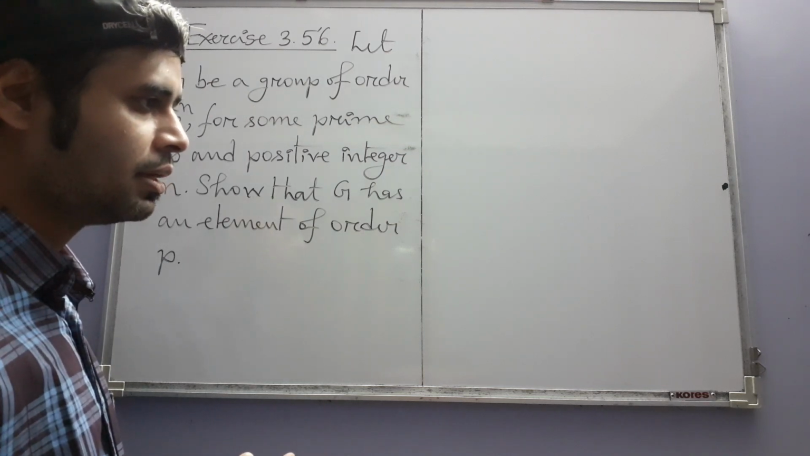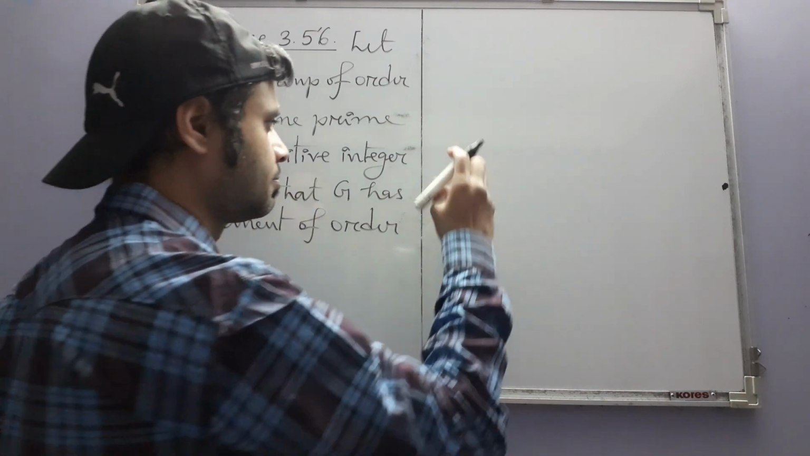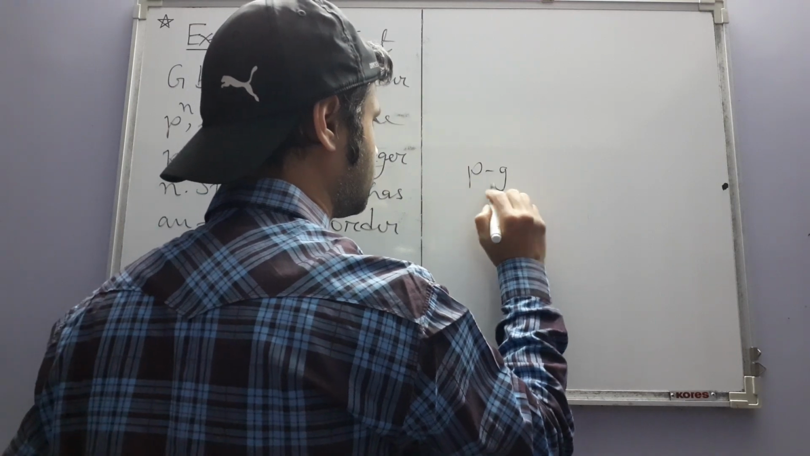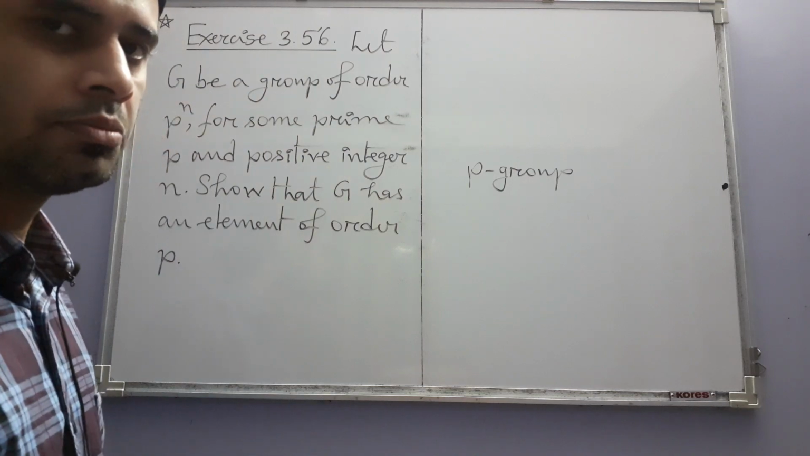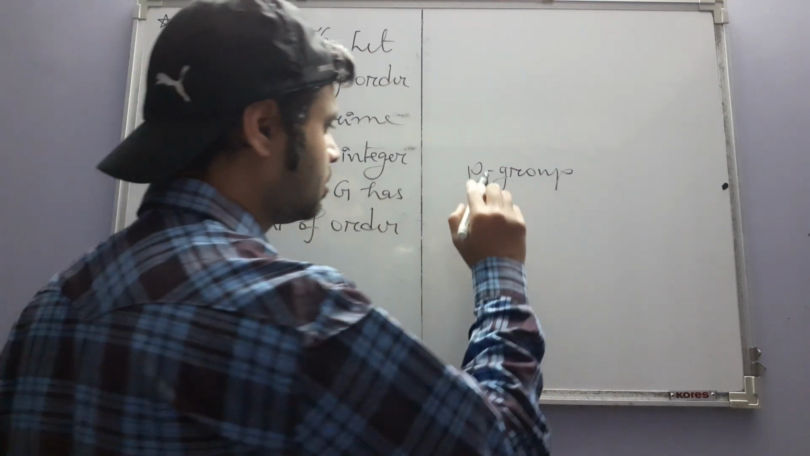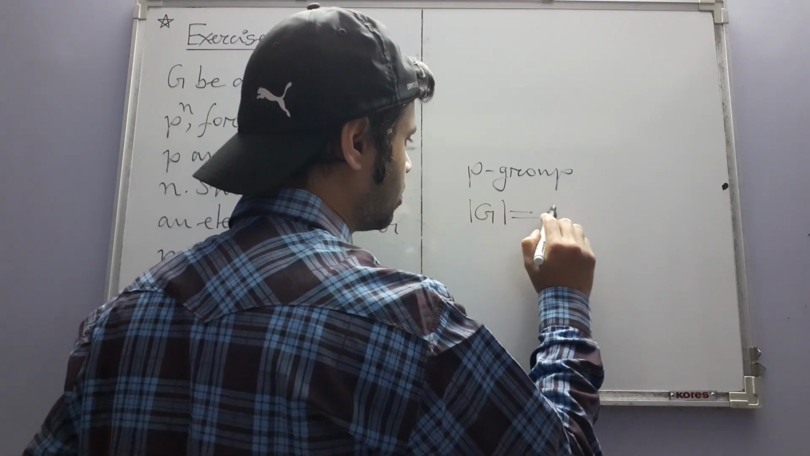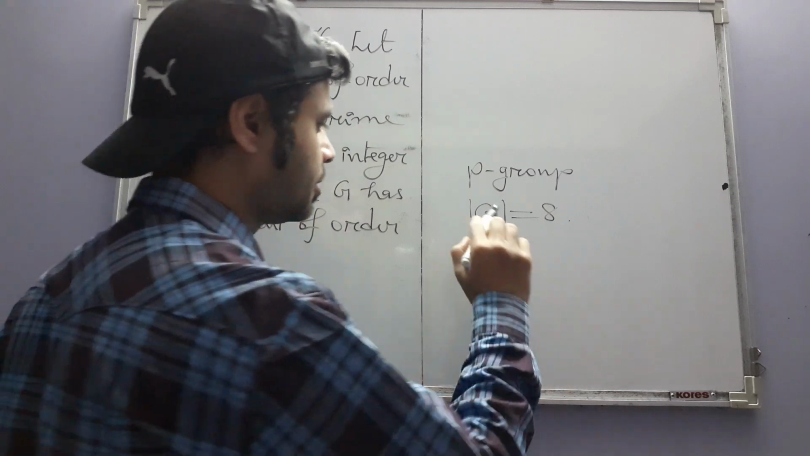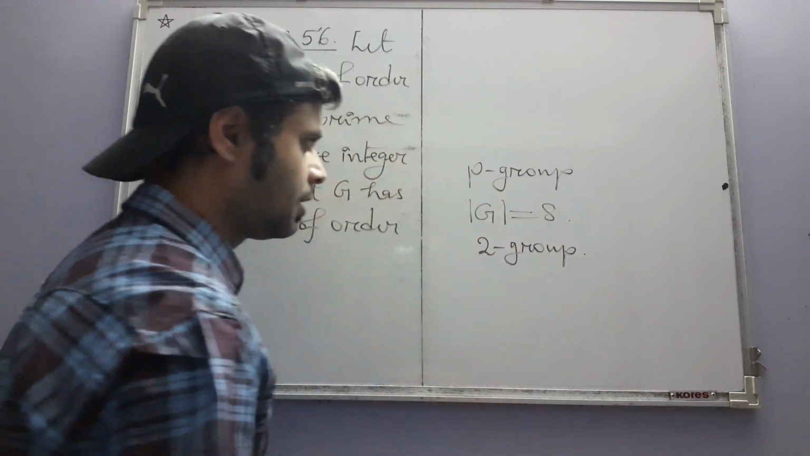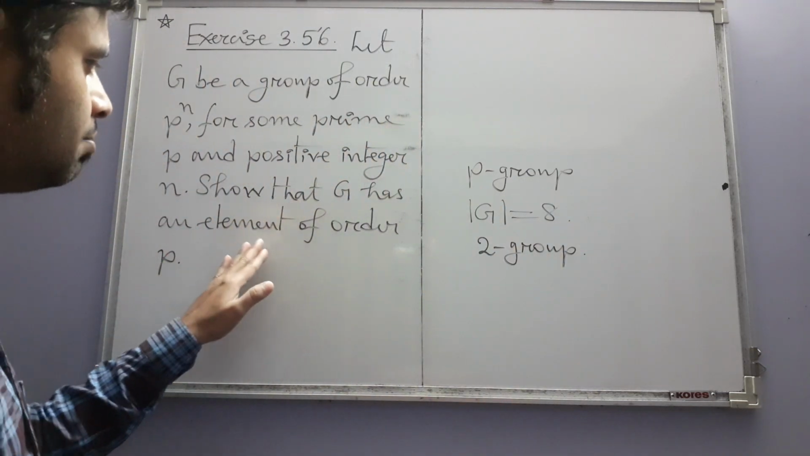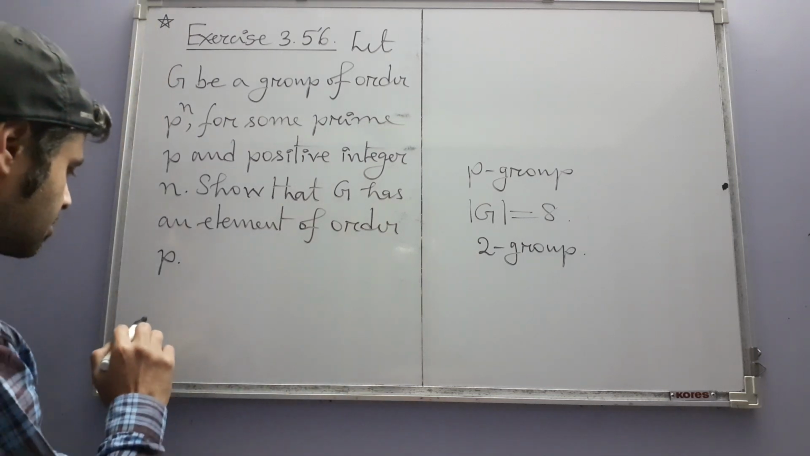This type of group has a name also. They are called p groups. Any such group is called a p group. That means if you have, say, a group G whose order is 8, then it's a 2 group. Now we have to prove that G must have an element of order p. So let's see how that is possible.